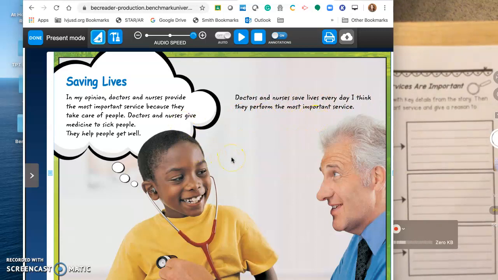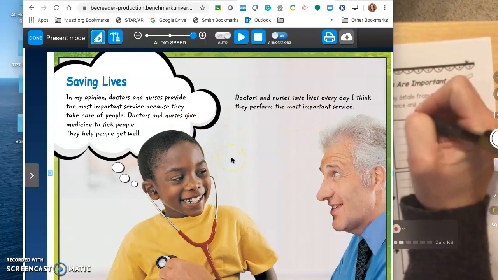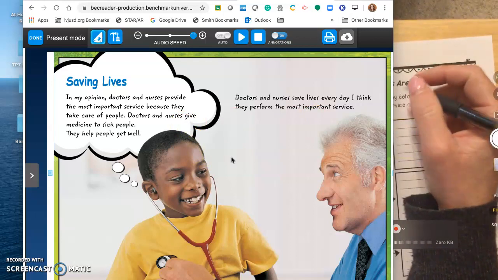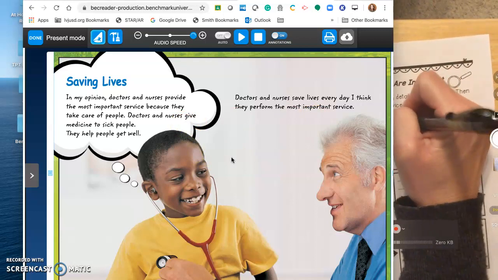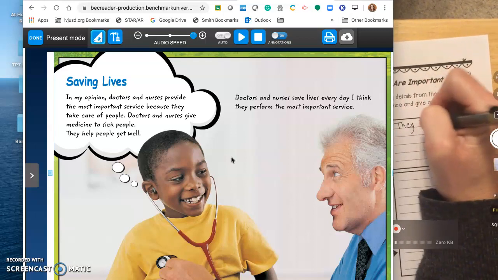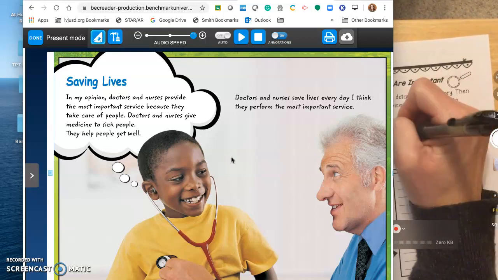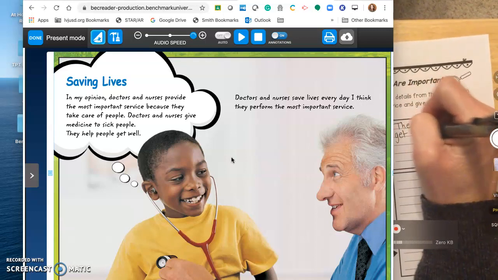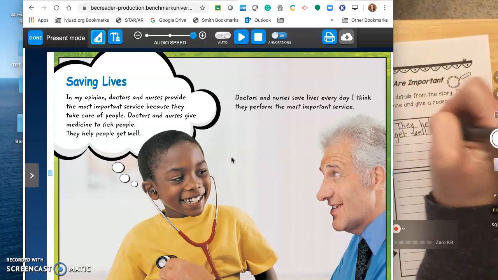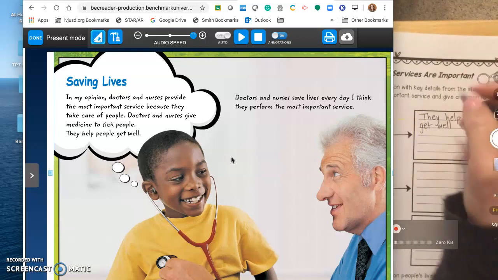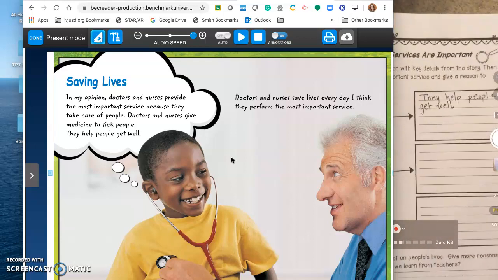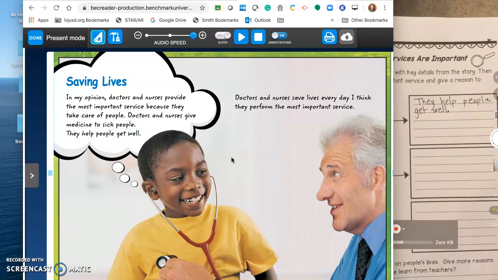Okay, so doctors and nurses, I remember from the text that they help people get well. So I'm going to write that. They help people get well. Can you think of another way that they serve people? There were some other examples in the text. See if you can write a different way than I wrote this time.